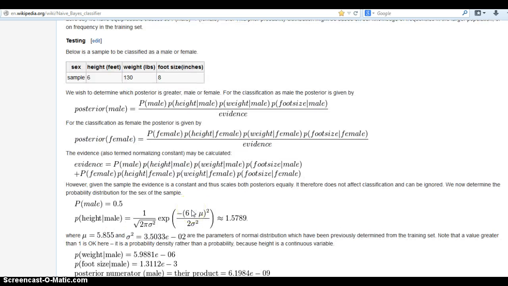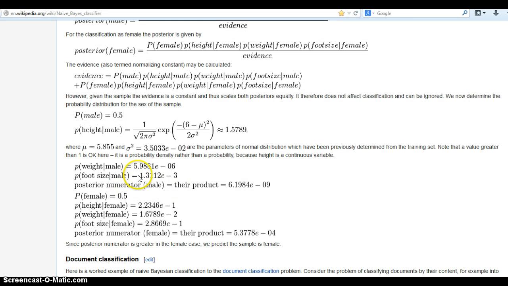In this case, because the evidence term scales both posteriors equally, it's kind of irrelevant. It's going to affect both equations the same, so it can be ignored here. It won't affect the classification. We already figured out what these 2 terms were, so now we have to figure out these 6 terms, these 3 and these 3. Then find the product of these numerators, and whichever value is the highest is the class that will get assigned to this random test subject here.